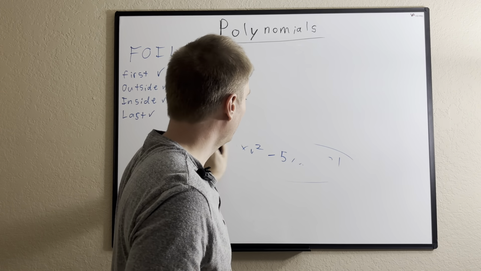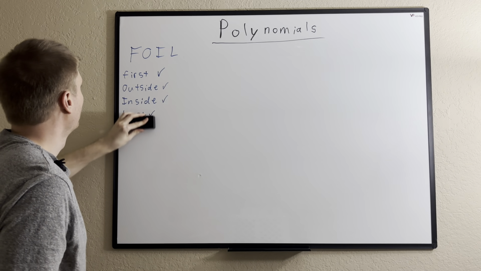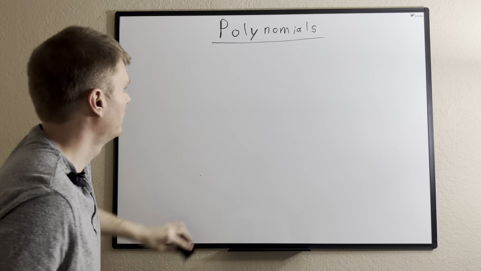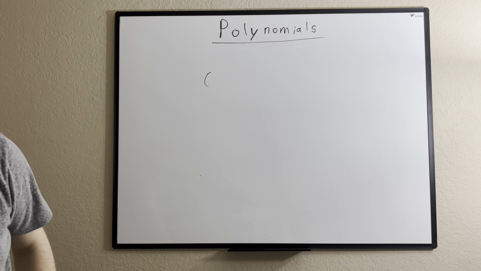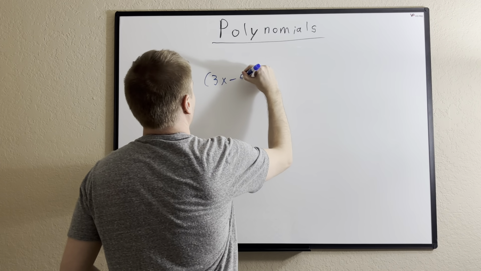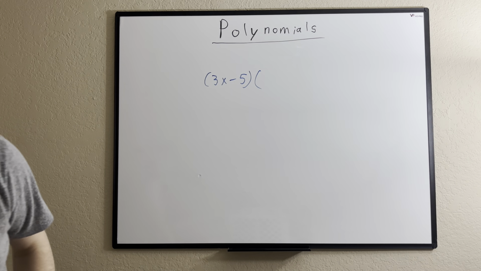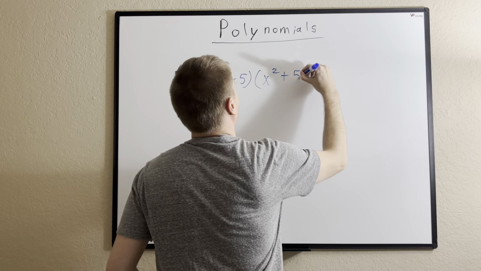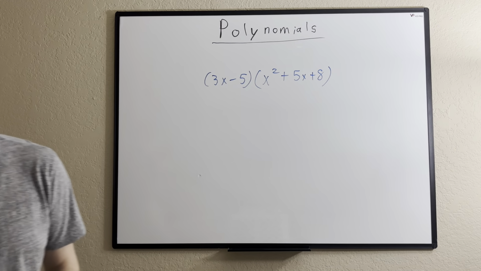Okay, so now that we've done a binomial times another binomial, and we've learned about FOIL, now it's trying to crank it up a notch. Let's try a binomial 3x minus 5 times a trinomial x squared plus 5x plus 8. Woohoo! All right.